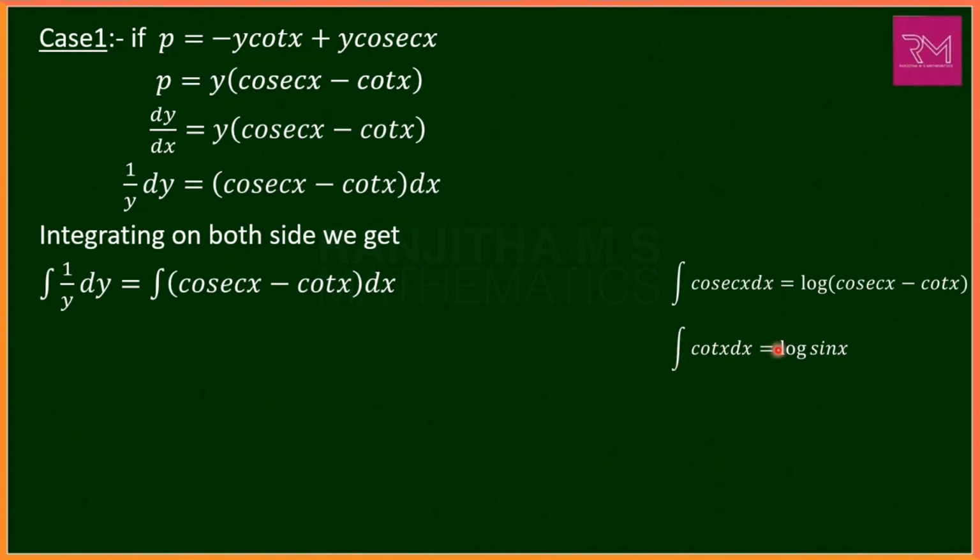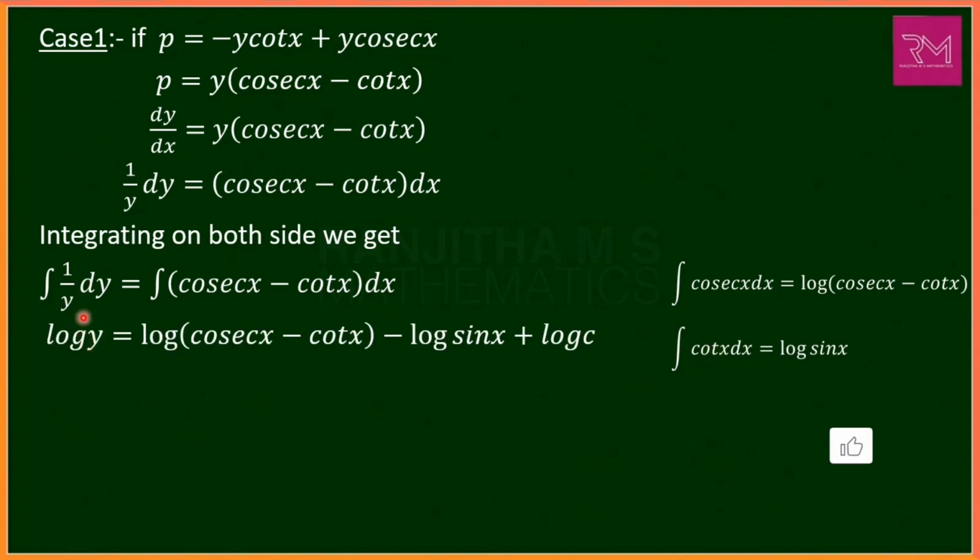This is our standard integration formula. That is, integration of cosecant x dx is log of cosecant x minus cot x. Integration of cot x dx is log of sin x. Substitute this value over here. We get, integration of 1 by y dy is log y, which is equal to integration of cosecant x dx, log of cosecant x minus cot x, minus integration of cot x, log of sin x, plus some integration constant log c.